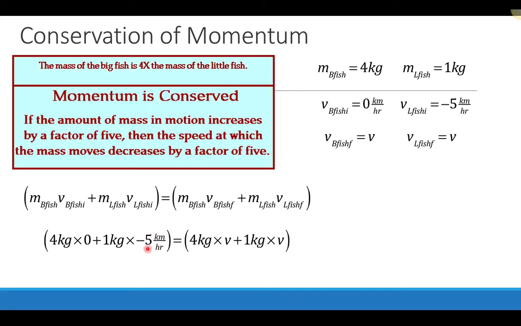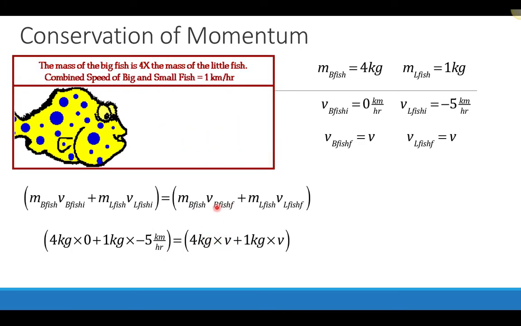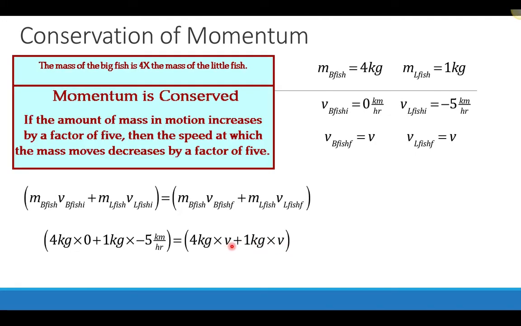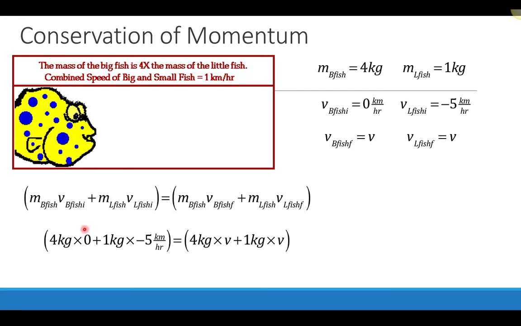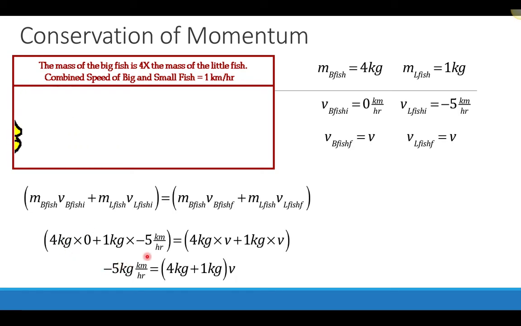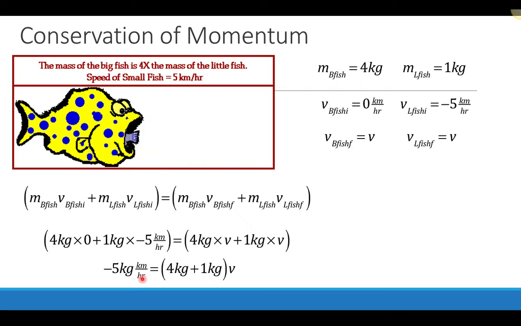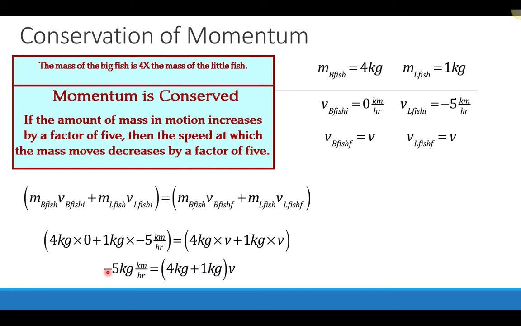The little fish is traveling at negative 5 kilometers per hour and has a mass of 1, so we put that in. And then afterwards, they both have the same speed. So they both have the same velocity, and I can just write it like that, where their mass is in front of their velocities. So the 0 momentum of the big fish cancels out, and so the total initial momentum of the system is negative 5 kilometers per hour, which is fine. We can leave it in kilometers per hour. And this should make sense because the only momentum is to the left, which is our negative sign.